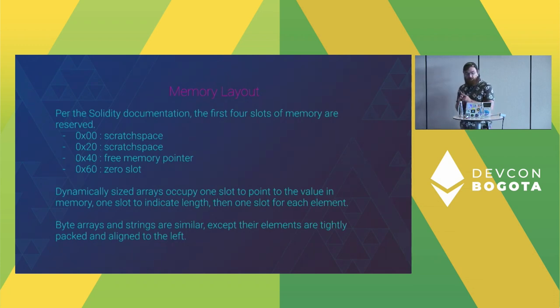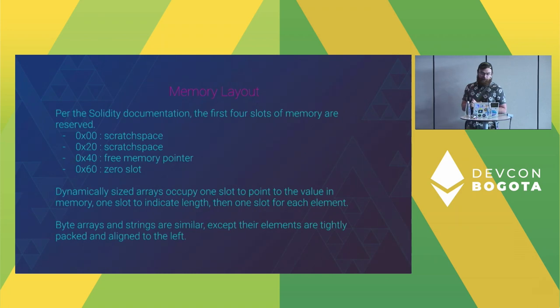Now, dynamically sized arrays will occupy 1 slot, which holds that pointer to where the actual value is in memory. There's another slot that indicates the length, and then every slot after that is reserved for a single element. So if you have 5 elements, even if they're small values, they're going to occupy 5 full slots.